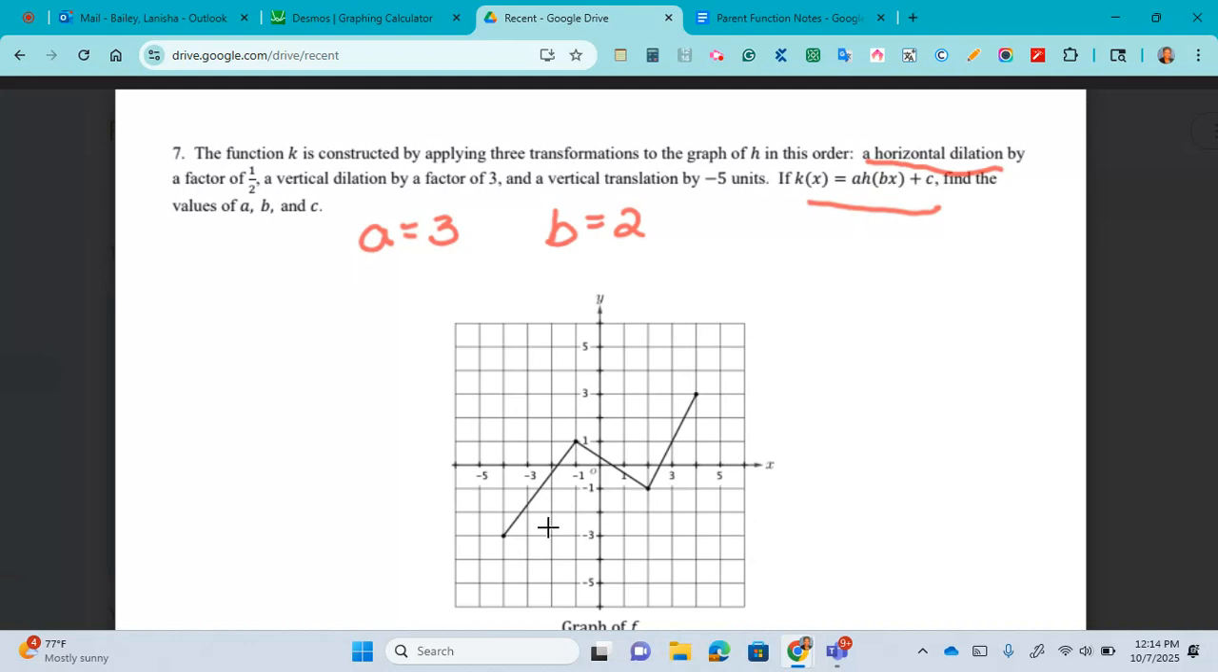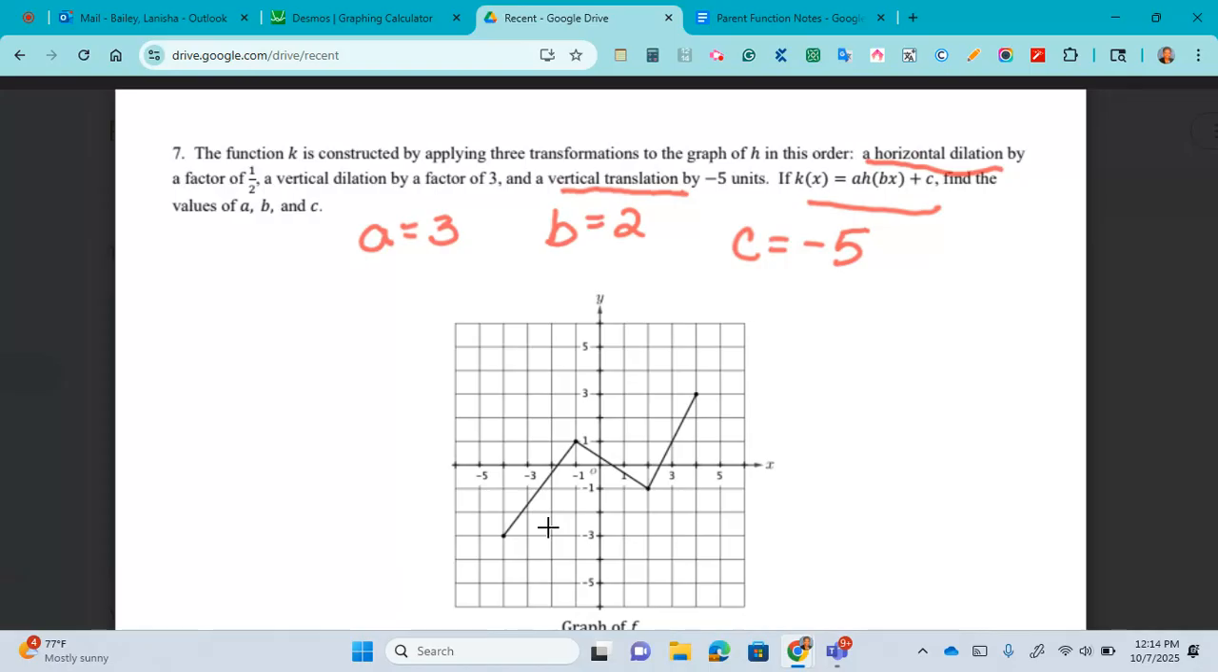So our vertical translation, that means vertical movement, sliding by -5 units, that is our C. Any questions?